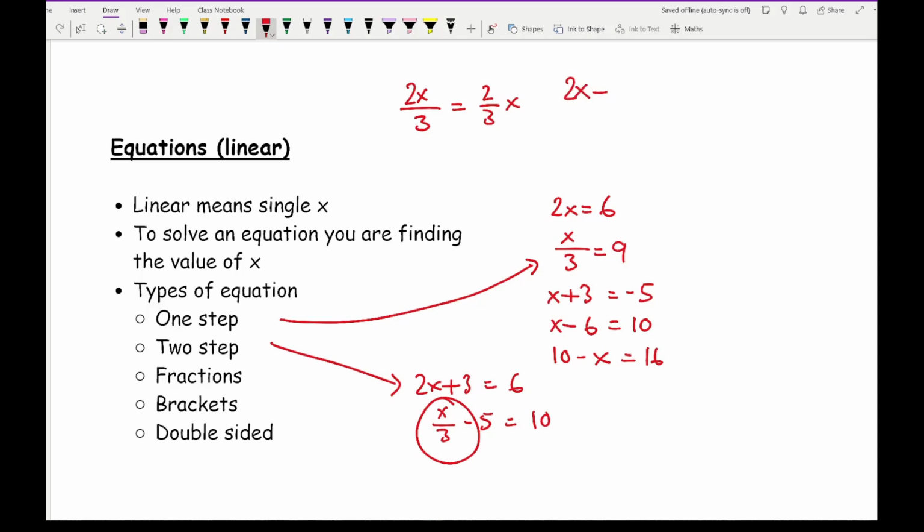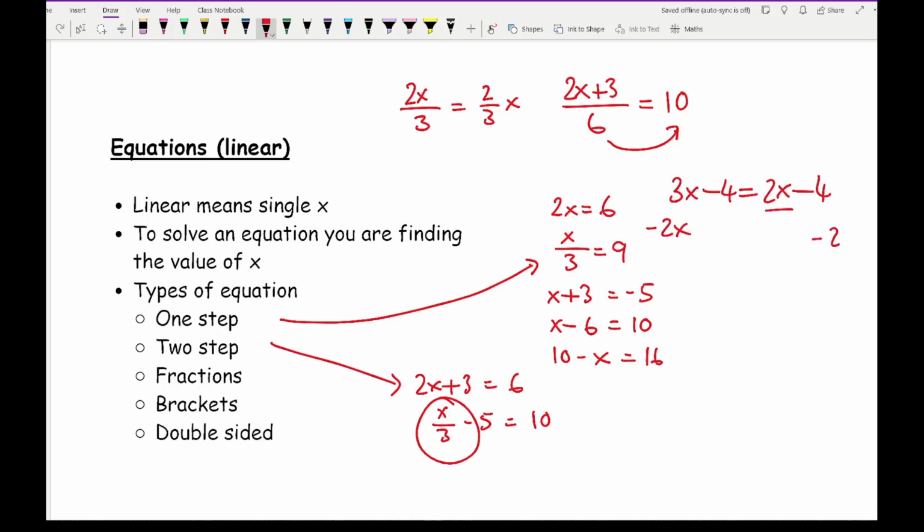Obviously, if you have something a little bit more complex like this, then what you'll need to do is you could split it up into two separate fractions, but I would personally take the 6, the denominator, over to the other side to then make it a single-sided equation. When it comes to brackets, obviously you want to expand them first, and then double-sided equations is when you've got x's on both sides. And when you've got x on both sides, you always want to remember you want to get rid of the smallest amount of x from both sides.